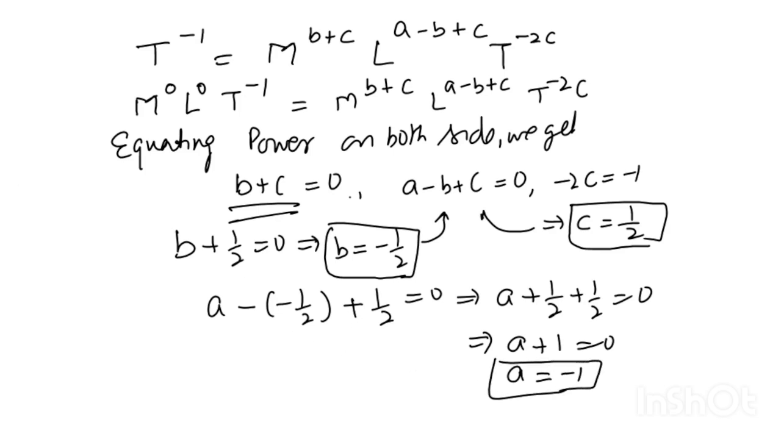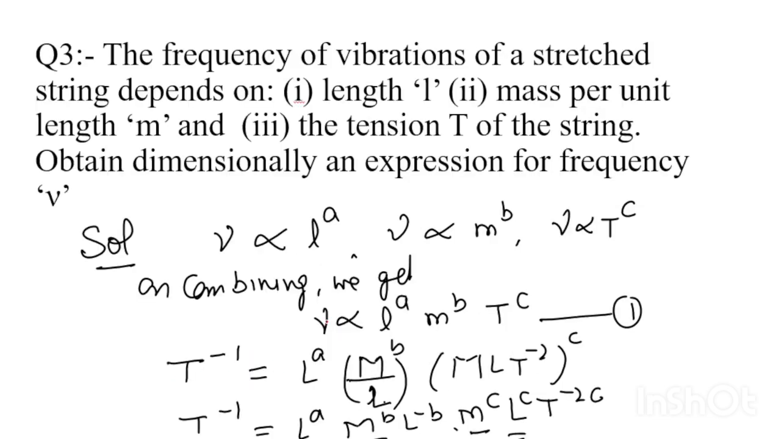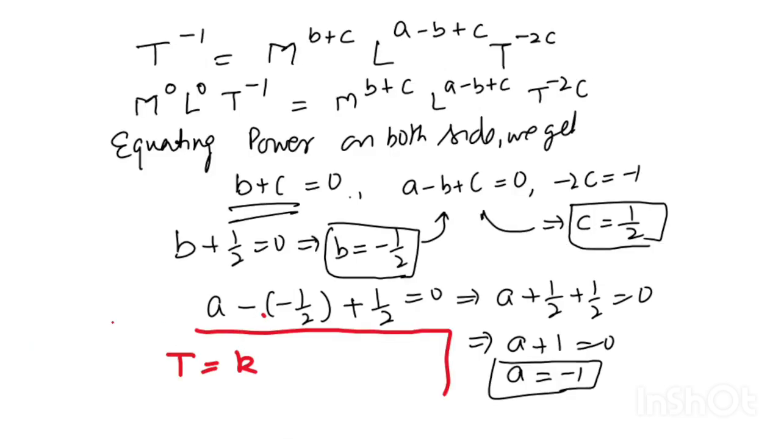Now we put these dimensions in the given equation, mu equal to K, L power A, M power B, T power C.